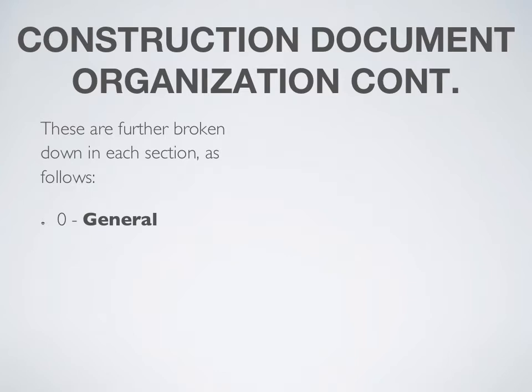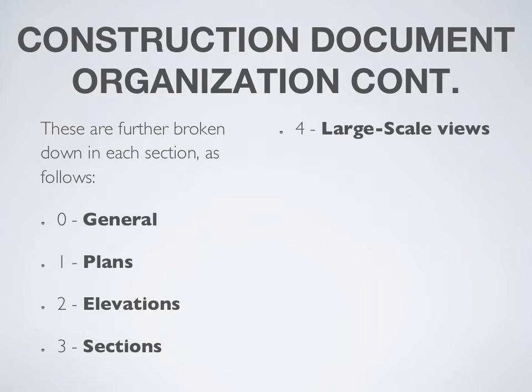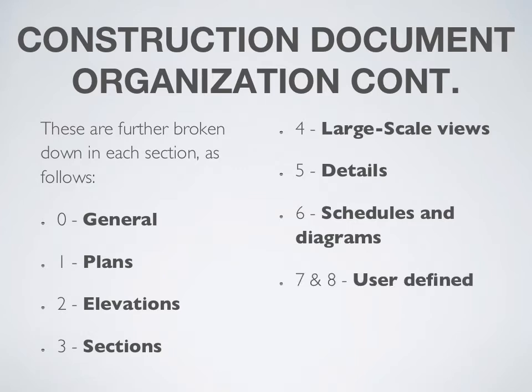These are further broken down in each section as follows: 0 for general, 1 for plans, 2 for elevations, 3 for sections, 4 for large-scale views, 5 for details, 6 for schedules and diagrams, 7 and 8 is left up for the user to decide, and lastly, 9 for 3D views and renderings. You'll notice a bit of pattern developing here as you move from 0 to 9.